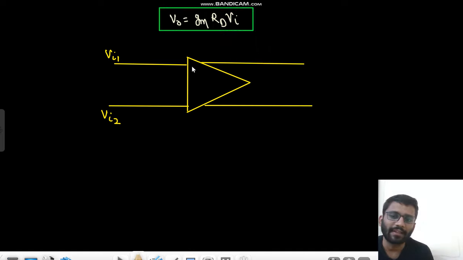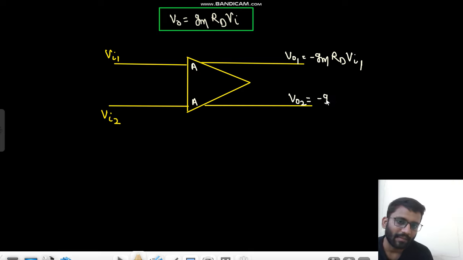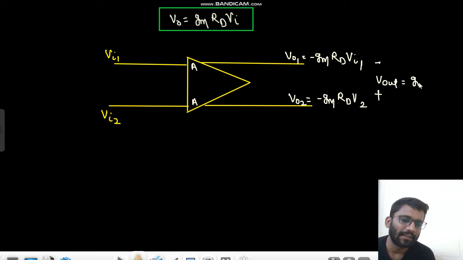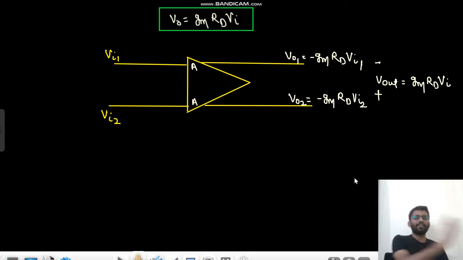So basically what happened here is that this V in 1 got amplified with a gain A, generating a V naught 1 that is minus GM RD into V in 1. This also got amplified, minus GM RD into V in 2. And you collected the output like this, V naught, that is GM RD V in. Did you get it? You collected that differential output. So this is what is happening here.